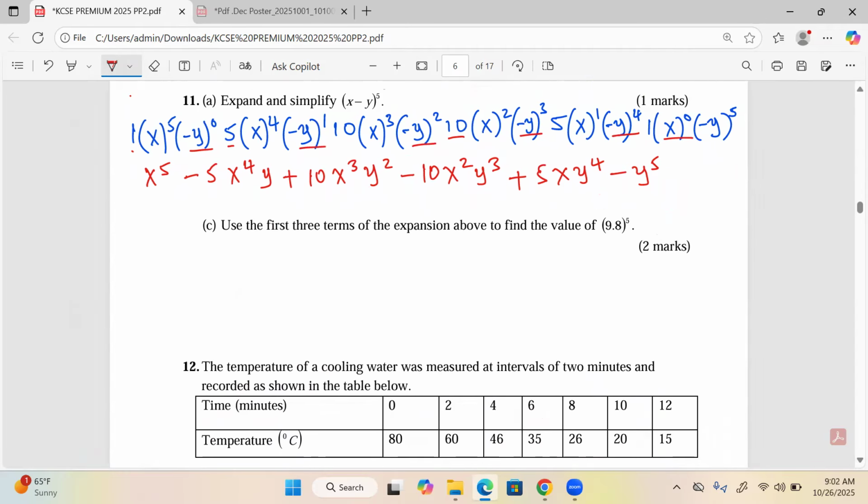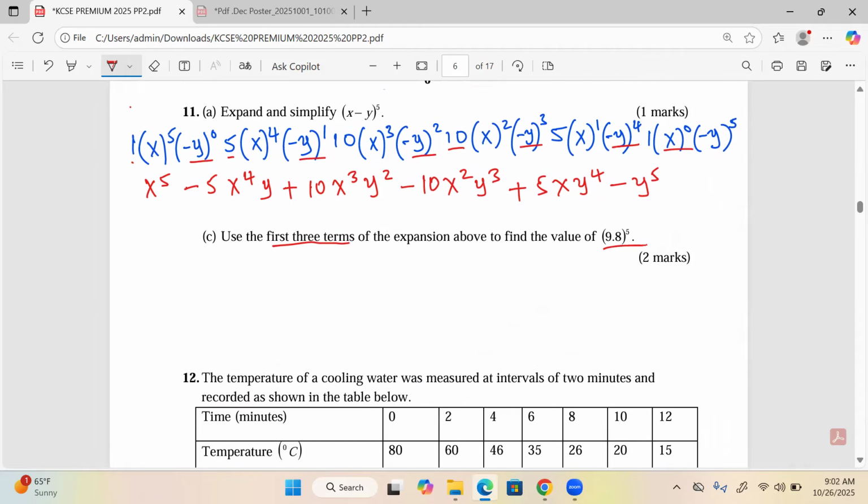Use the first 3 terms. Okay. So we are expanding fully. I want people to get instructions here carefully. The expansion was full, but now in the application, we are using the first 3 terms. So don't see part C saying the first 3 terms, then you think we are expanding up to the 3rd term. No, the expansion is full, fully expand.